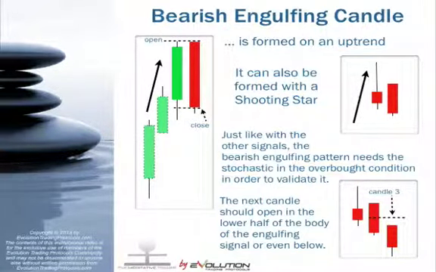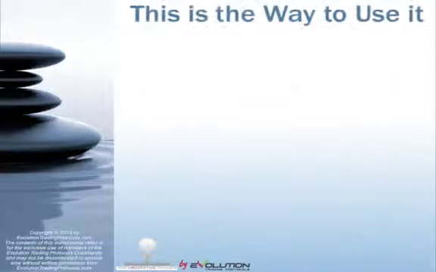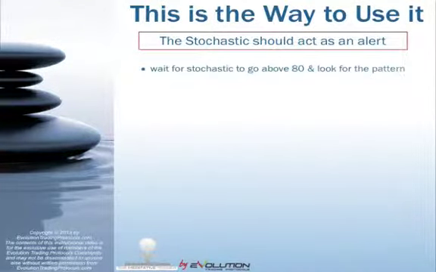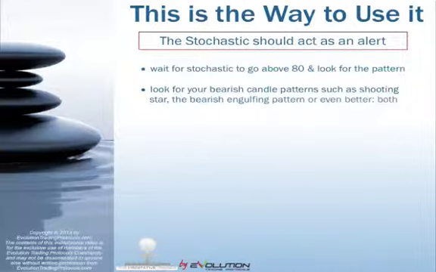I recommend you use a stochastic as your alert signal. In other words, when the stochastic is above the 80 area, start looking for your bearish candle patterns, such as the shooting star, the bearish engulfing pattern, or better yet, a combination of the two. A shooting star followed by a bearish engulfing signal.